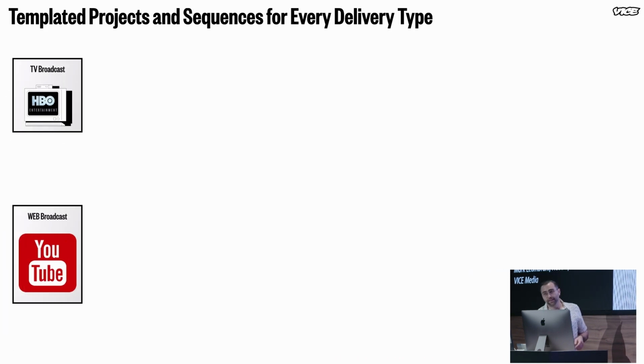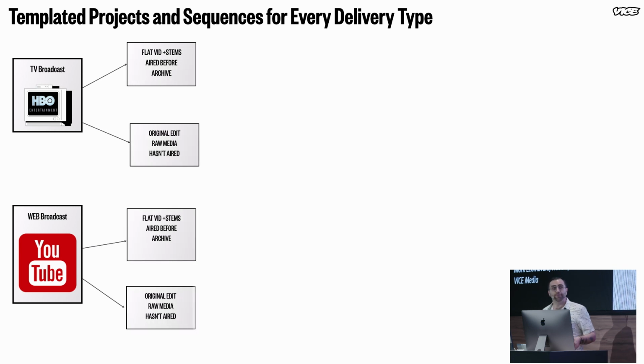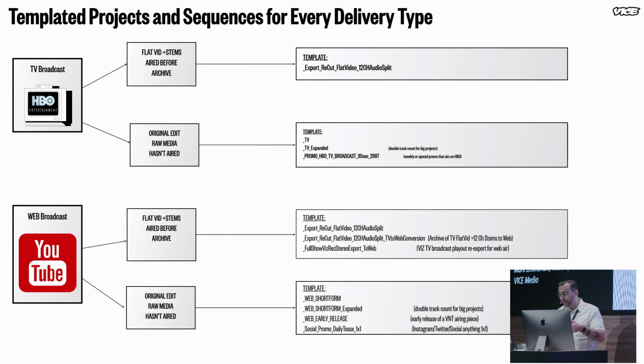And again, I've made all these different templates and presets depending on where we're delivering. So if we're going to go to HBO, if it's a piece that's an original edit, you use a certain template. If it's for web, you use a different one. And all I have to do is take the whole sequence, the video and the audio, copy it and paste it into another sequence template, and all of a sudden, I can deliver it to web.